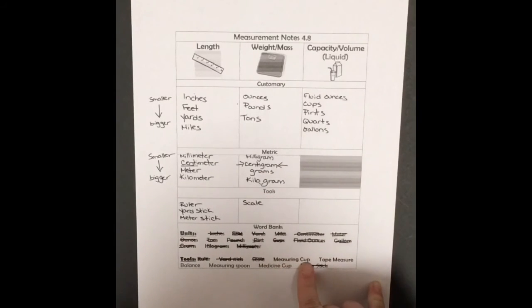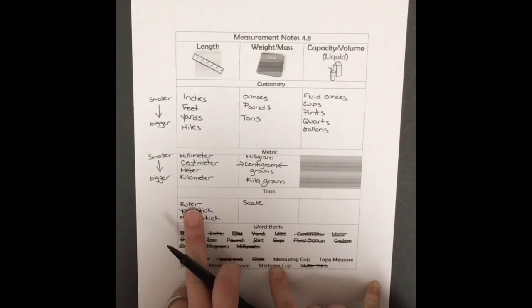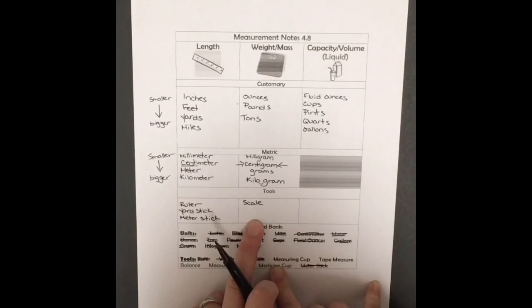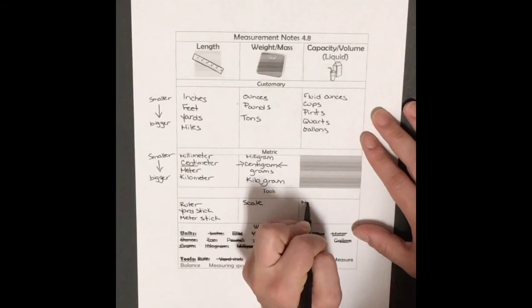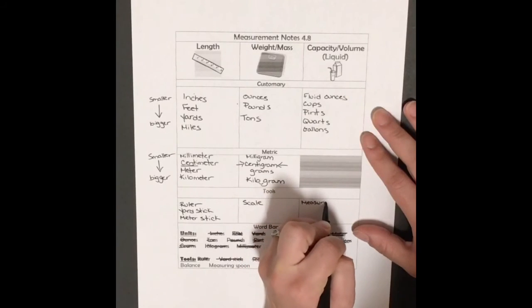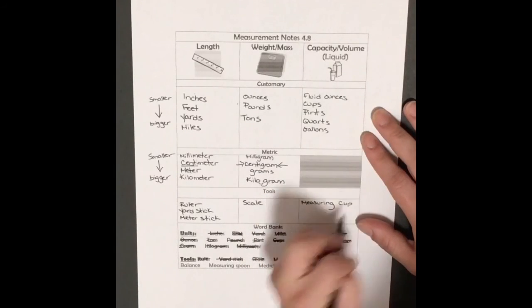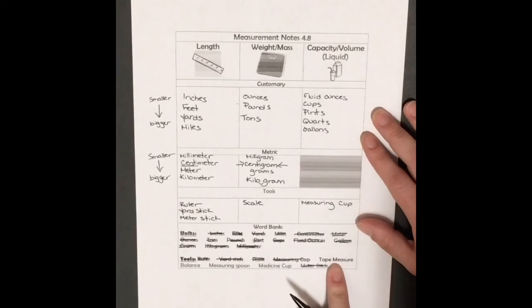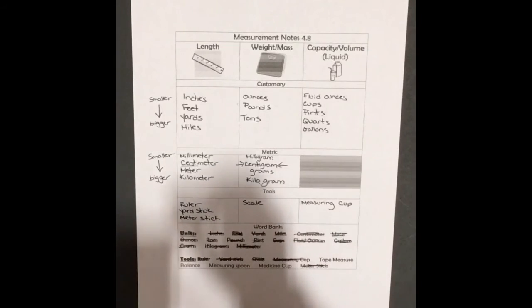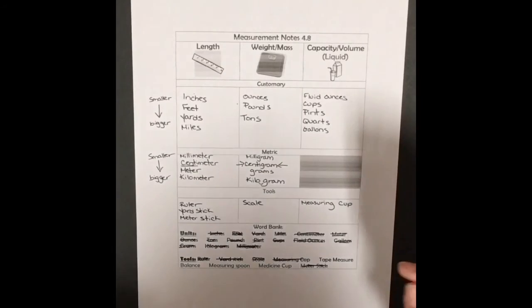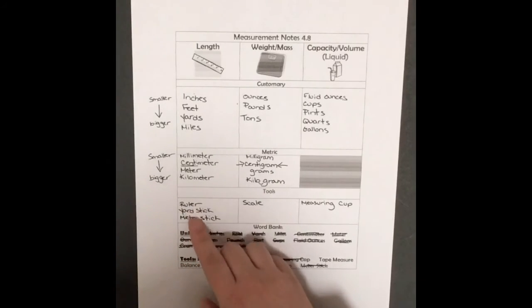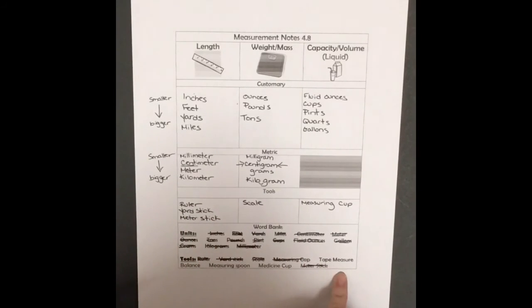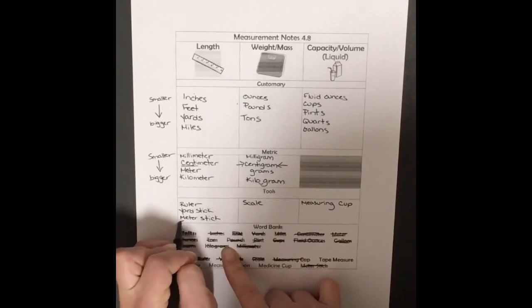A measuring cup, oh, I use this a lot when I'm cooking. A measuring cup is not going to measure length. Definitely not going to measure weight. That's a cup. That's going to be measuring capacity or volume. So measuring cup. Tape measure. Tape measure is one of those things that you pull out and gets really, really long and you would measure something, that's like a really long ruler or a yardstick. That's going to be used to measure length. So tape measure. I'm running out of room. I'll write it below though.